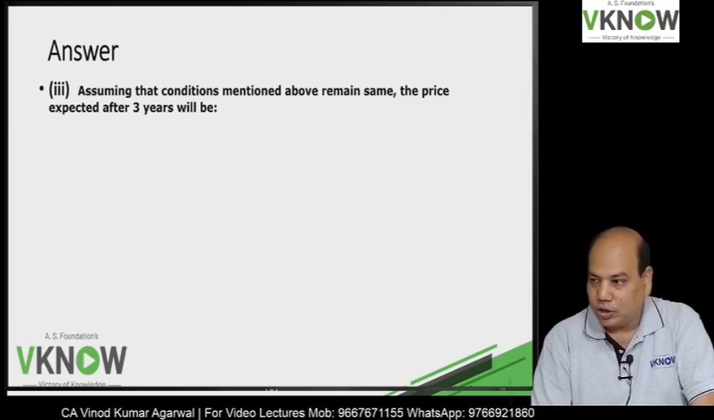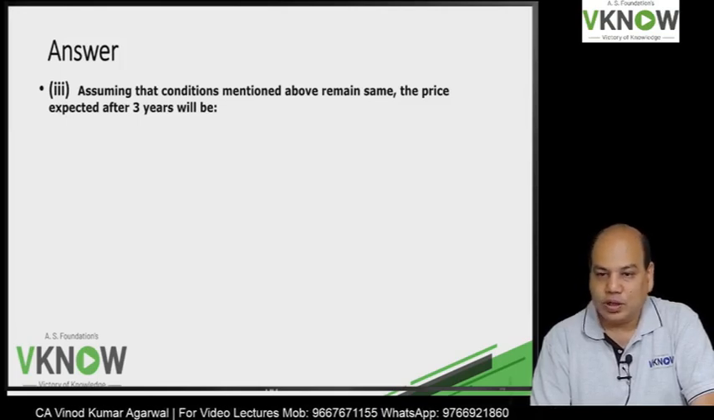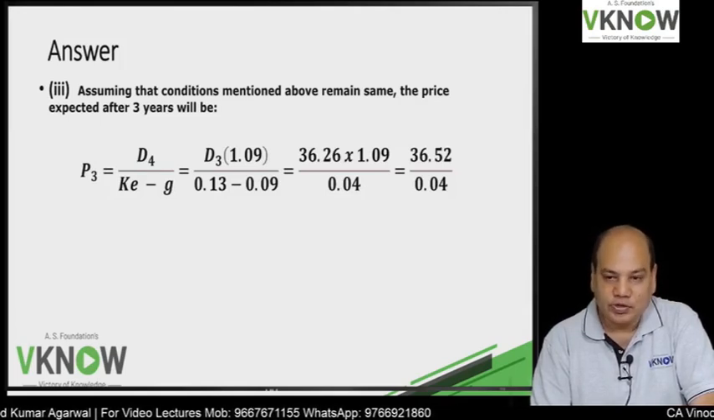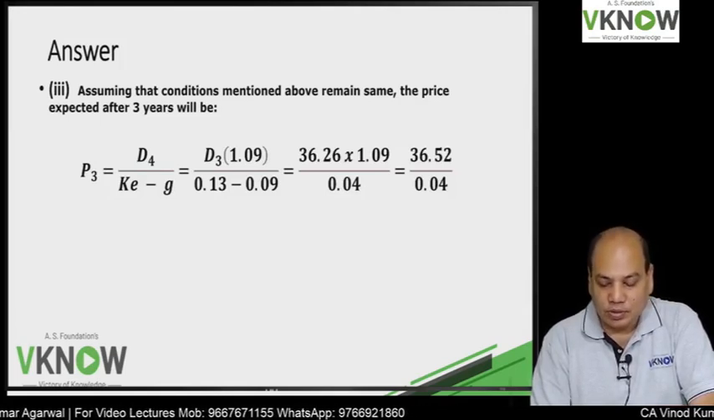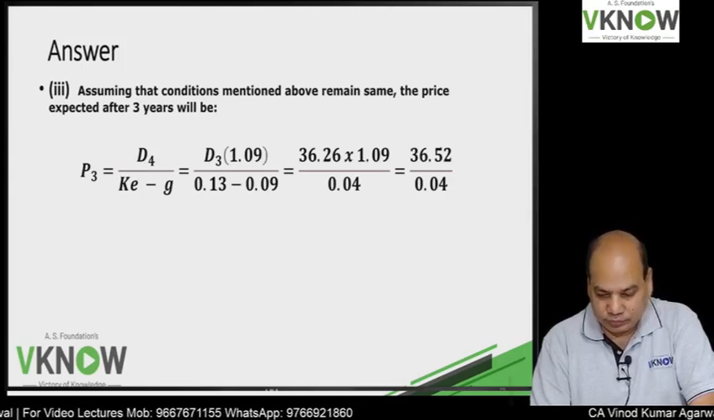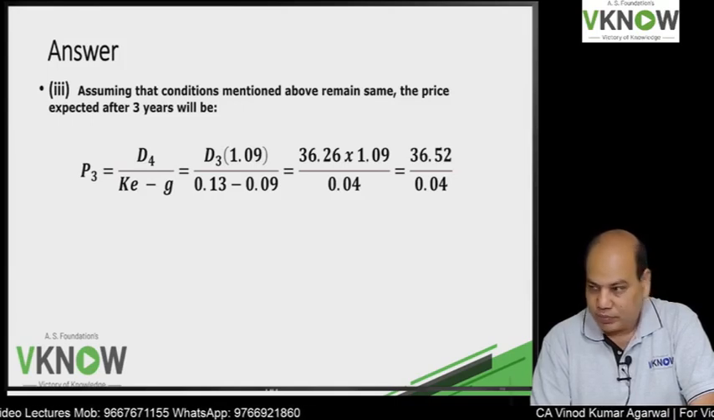D4 will be D3 already calculated into 1 plus G. So see the answer. P3 will be equal to D4 upon K minus G, that is D3 into 1.09 divided by 13% minus 9%.